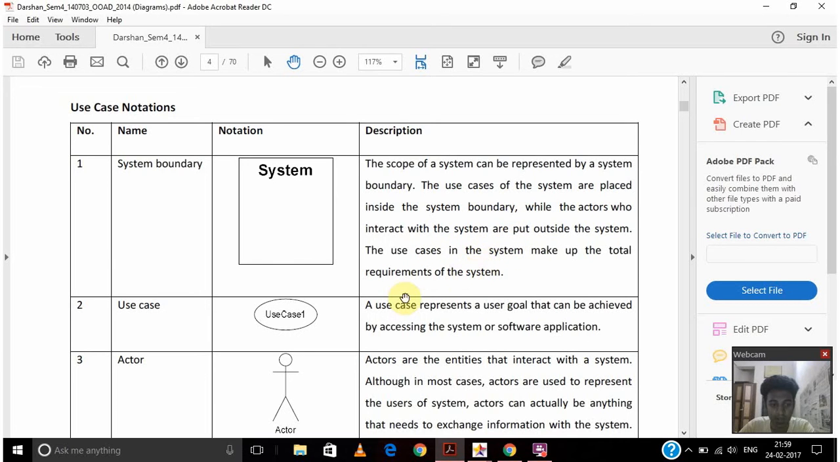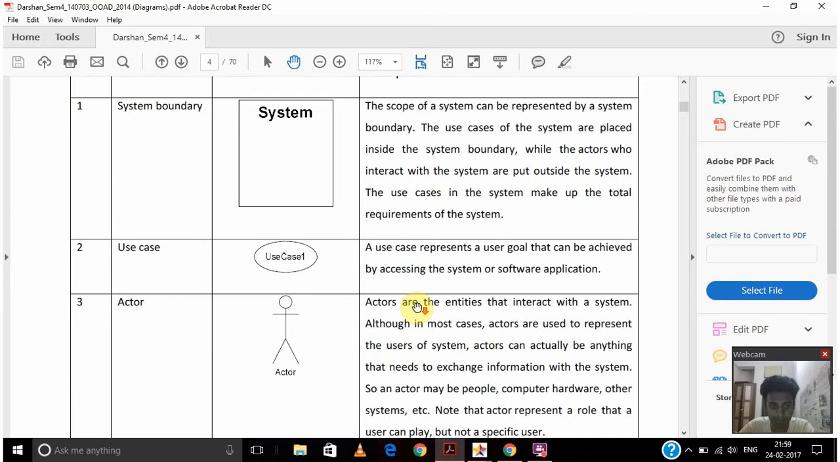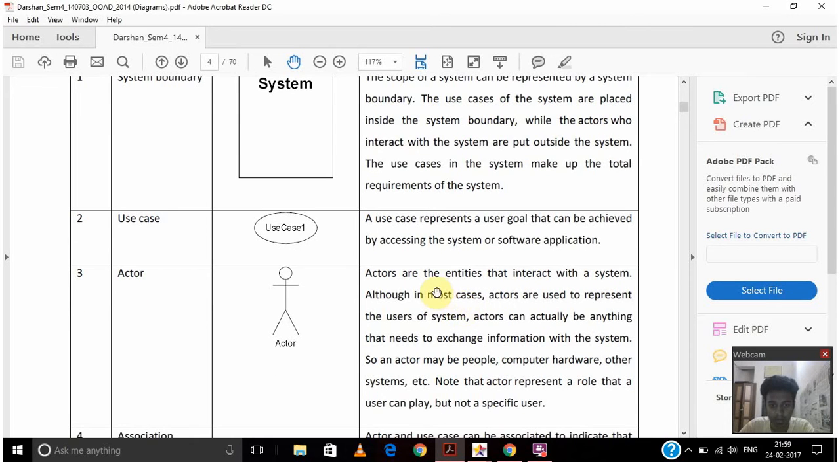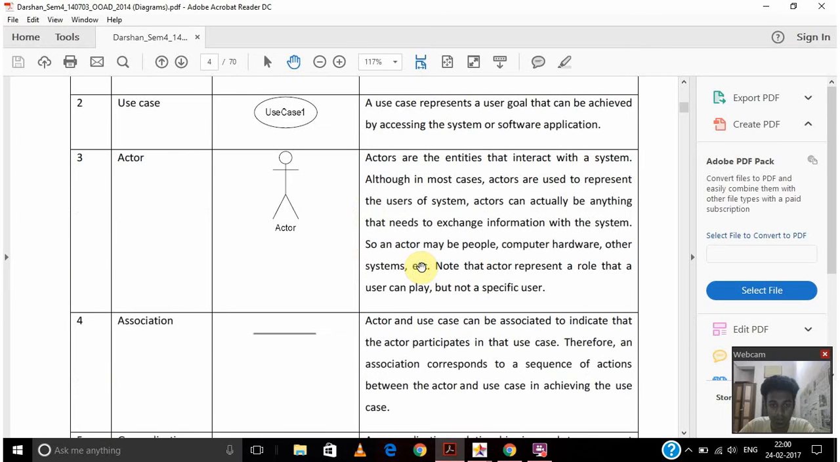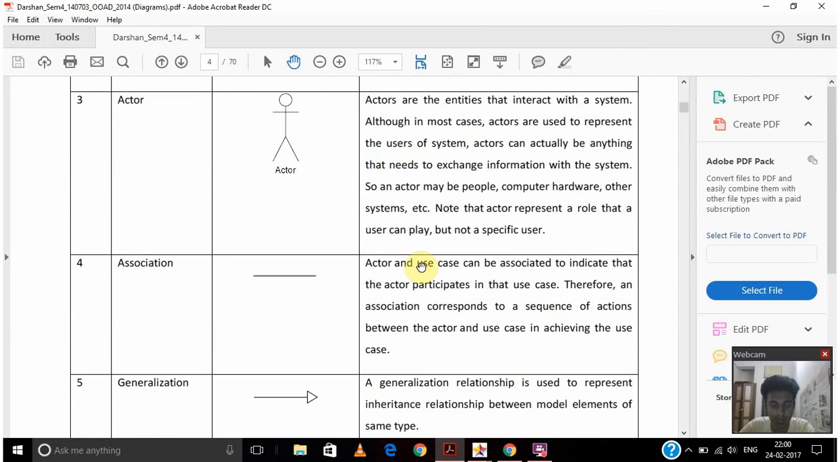Next I have the use case and actor. A use case represents a user goal that can be achieved by accessing the system or software application, and actors are the entities that interact with a system. These two are the building blocks for any use case diagram. Then I have association. Actor and use case can be associated to indicate that the actor participates in that use case.